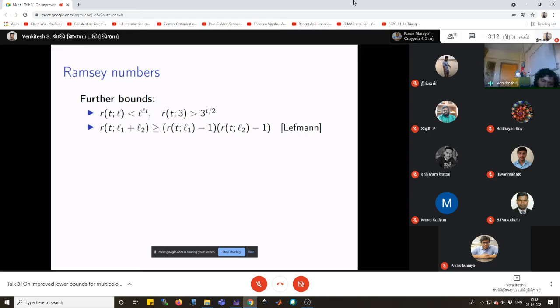One can think about this, and it should not take too much time to convince ourselves that this is true. So I'm omitting the proof of this. It's a very classical inequality by Lefmann.